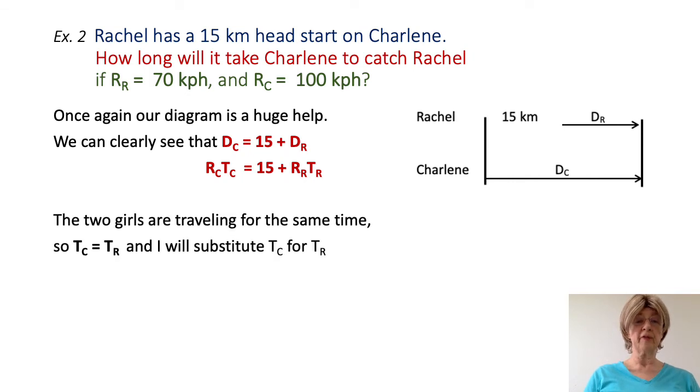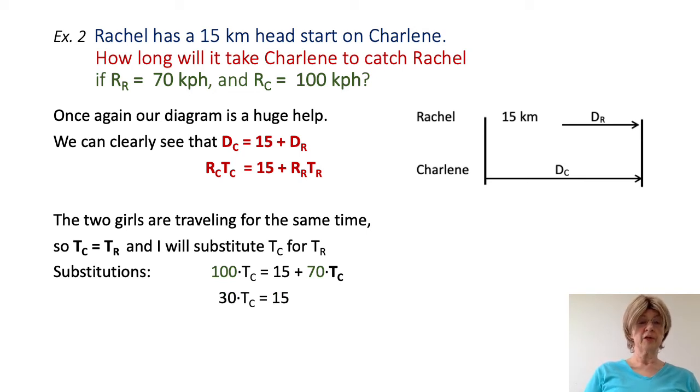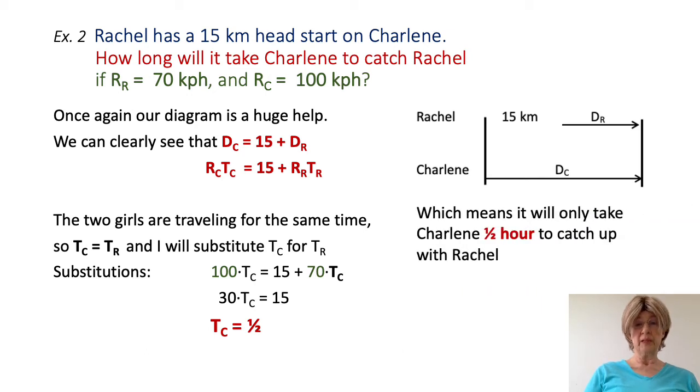The two girls are traveling for the same time, so t sub r equals t sub c, and I will substitute t sub c for t sub r. Doing all the substitutions, 100 times t sub c equals 15 plus 70 times t sub c. Doing the math, 30 t sub c equals 15. T sub c equals 1/2, which means it will only take Charlene 1/2 hour to catch up with Rachel.